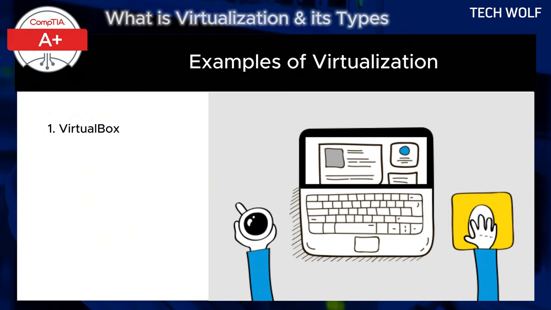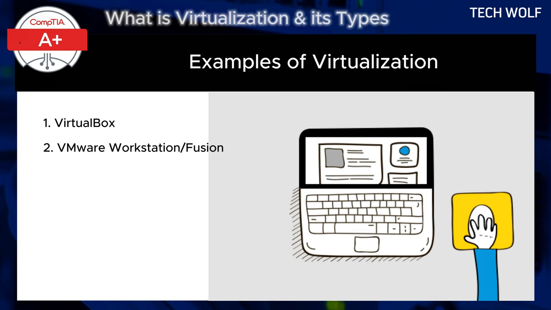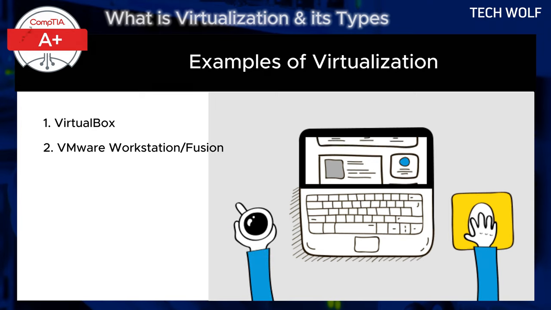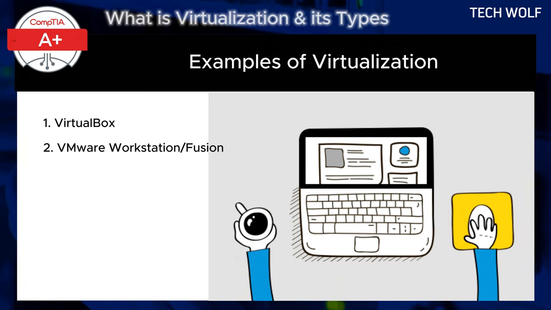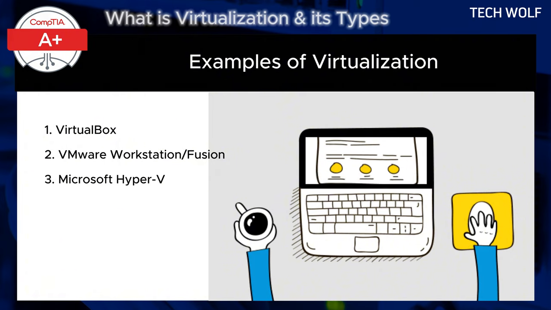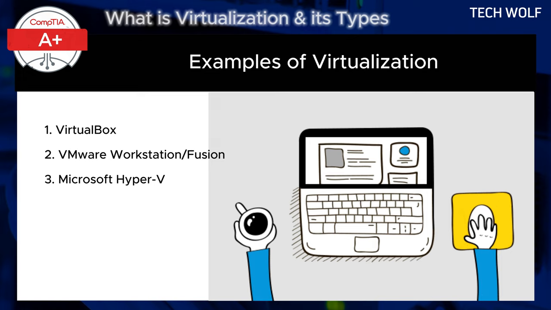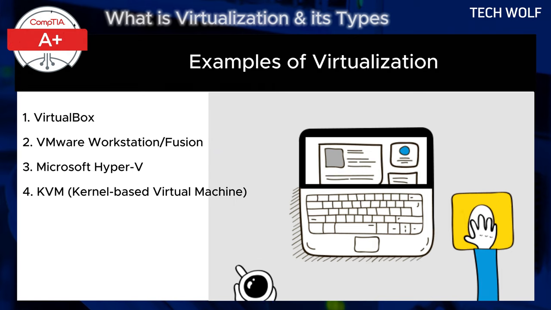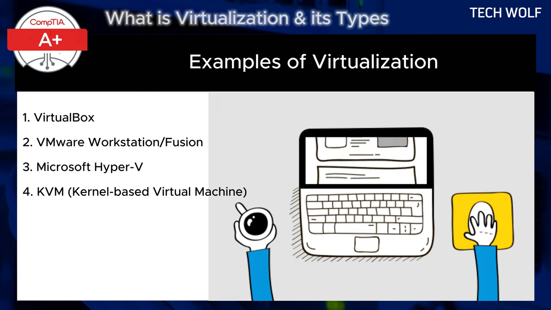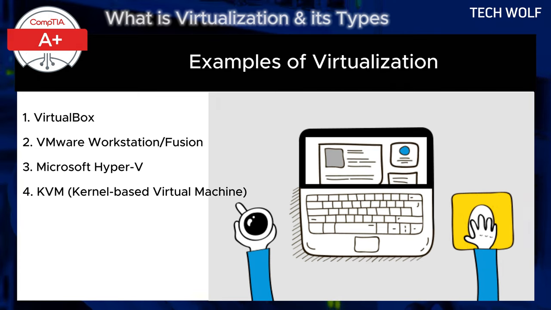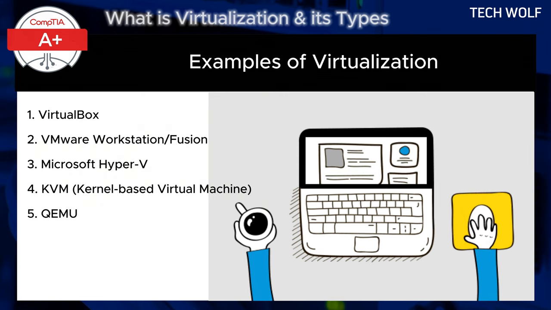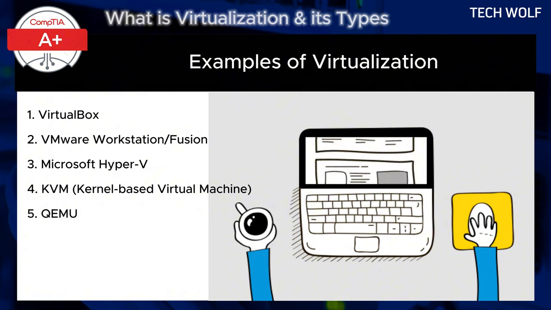And here are the examples of virtualization software. Some common virtualization tools include VirtualBox, free, cross-platform and supports various operating system types. And we will also be installing VirtualBox in next lessons. VMware Workstation, Fusion, professional grade for both personal and enterprise use with robust performance and advanced features. Microsoft Hyper-V, built into Windows, used primarily for Windows and certain Linux operating system types. KVM, or kernel-based virtual machine, a powerful option for Linux users and popular in cloud environments. QEMU, versatile and open source, supporting both emulation and virtualization.